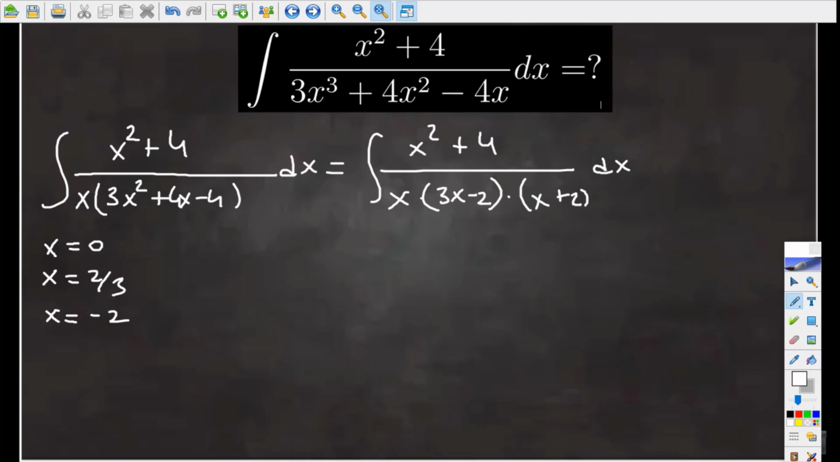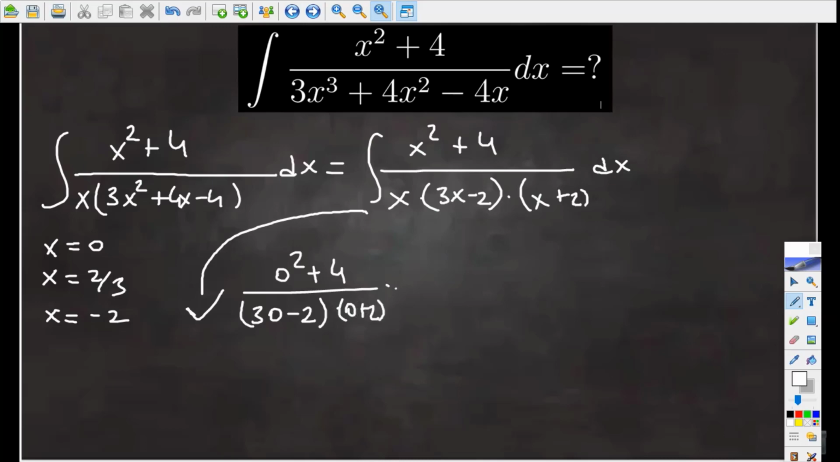We're going to plug in the x values and evaluate, avoiding the linear factor. So this definite integral is going to be equal to 0 squared plus 4 over 0 times... we're not going to put 0 because we need to avoid it. So that's (0 squared plus 4) over (3 times 0 minus 2) times (0 plus 2), times the linear factor, which is natural log x. And plus, let's move on to 2/3.